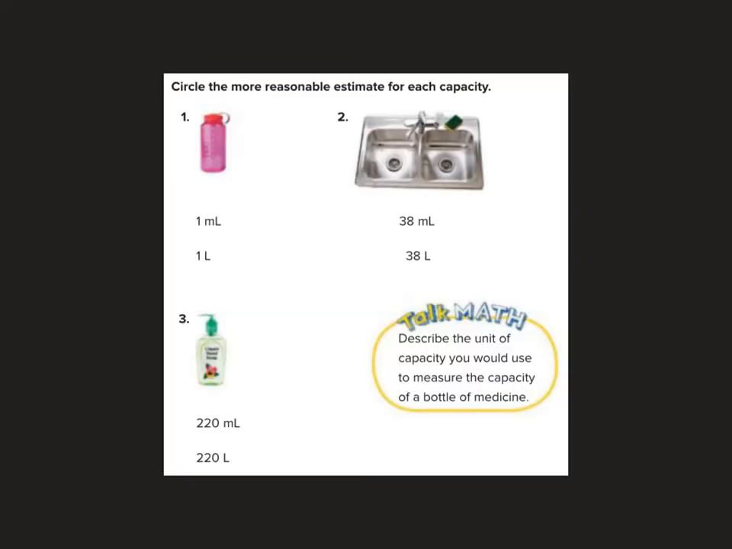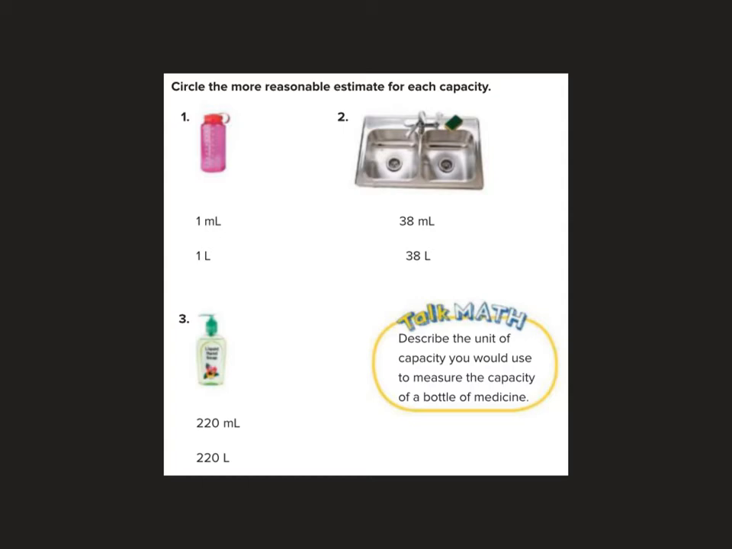Decide whether 600 milliliters or 600 liters is the more reasonable estimate for the capacity of this swimming pool. The pool is large, so 600 milliliters is too small. So 600 liters would be our best estimate for this.